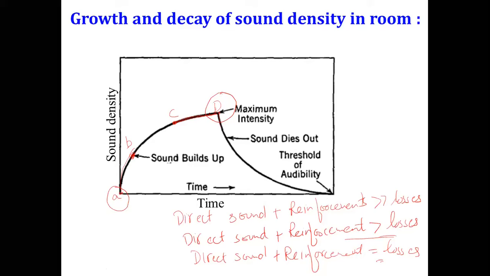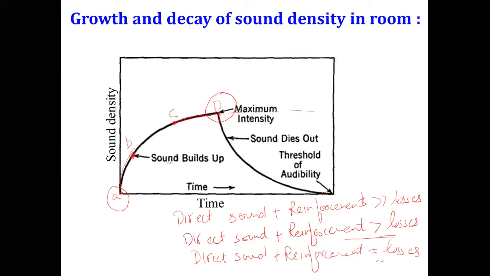If at point D the speaker hadn't stopped speaking, then your sound intensity would have become kind of constant. And whenever the speaker stops speaking, after that you only have reinforcement and losses due to absorption. And that is why the sound intensity is going to decay from this point onwards. Now, depending on the reverberation time of the room, remember reverberation time, we defined it as: after the speaker has stopped speaking, for how much longer the sound is going to persist in the room.